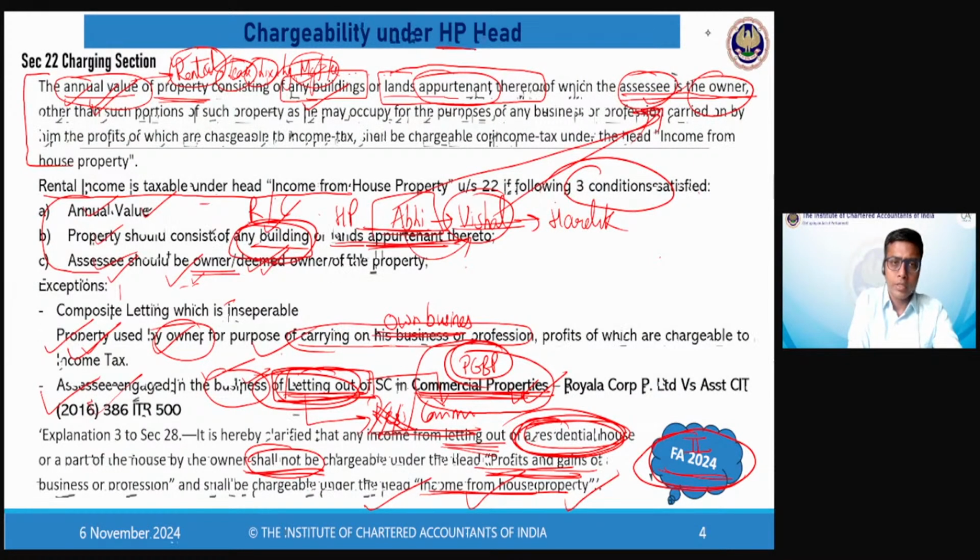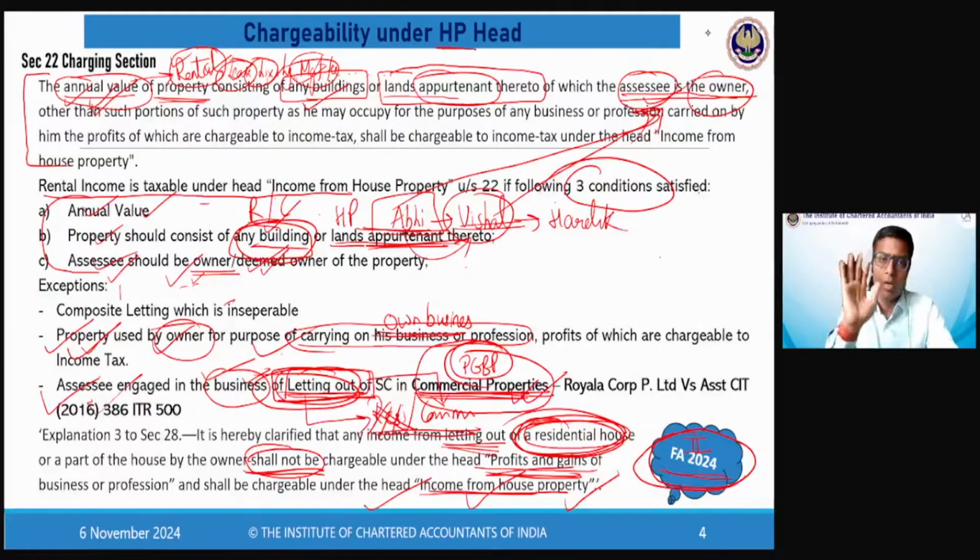Sai is asking, sir, if the assessee is not in the business of letting out of property. So, okay, now you are an investor. You are not in the business of letting out property. In that particular case, if he lets out a single or two commercial properties, whether it will become house property, the answer is yes.